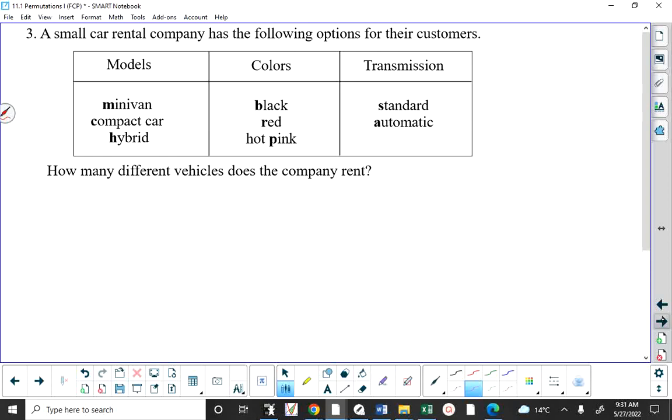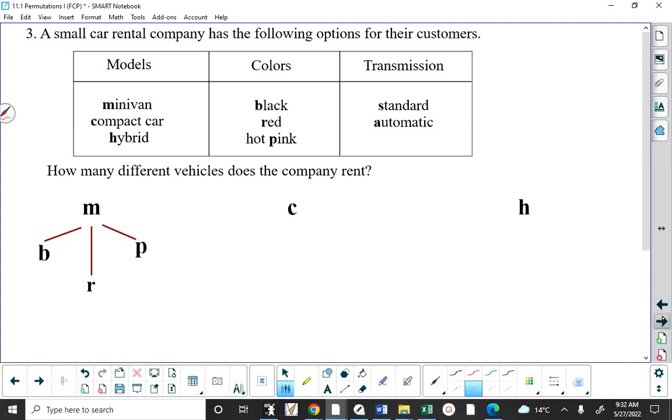Well, we do a tree diagram. You can have a minivan, a compact car, or a hybrid. Now you have another decision. Again, this is all about decisions today. You have another decision to make, which is, okay, if you have a minivan, what color do you want? Well, you can have black, or you can have red, or you can have hot pink. And I've drawn it that way because each of these is going to branch off again. So I just need a little bit more room.